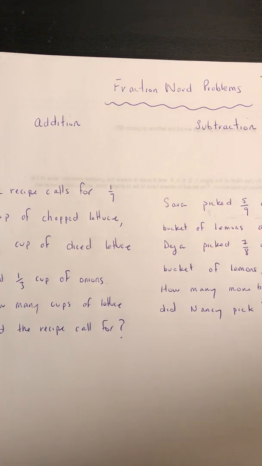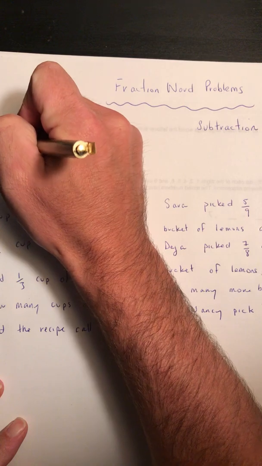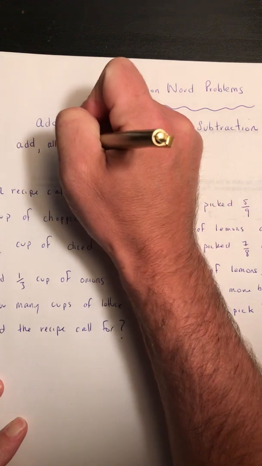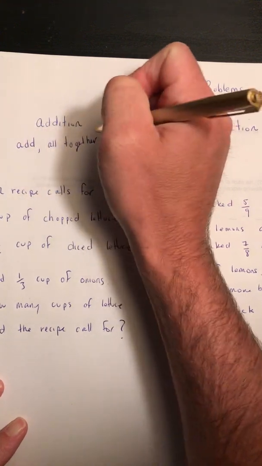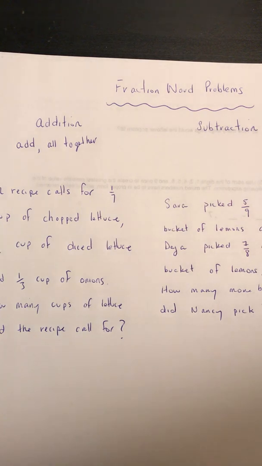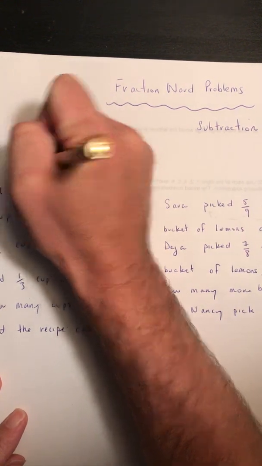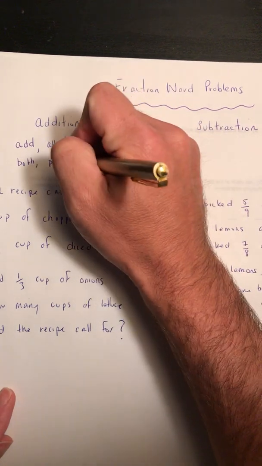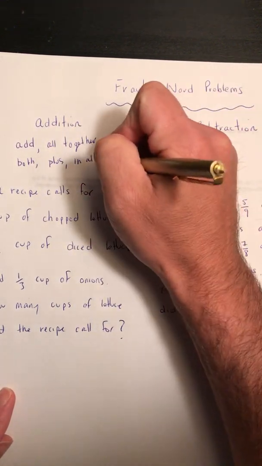So, for addition, some of the keywords that we have are add, altogether, both, plus. See if you can think of some more. These are just all words that we're going to be able to see and know that, okay, so now I'm working with fractions, so now I need to add them together. In all is another one. In all, combined.